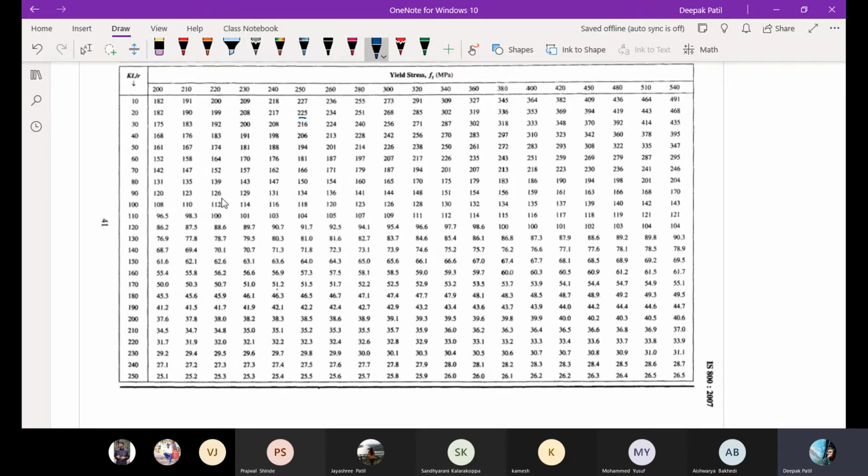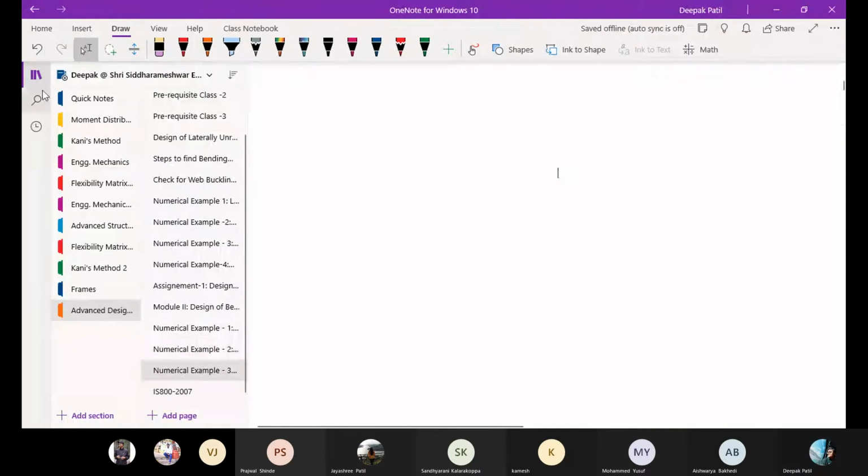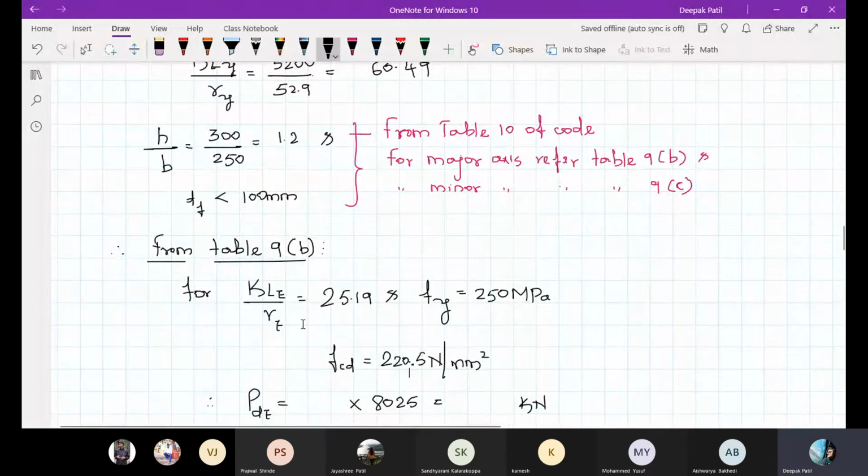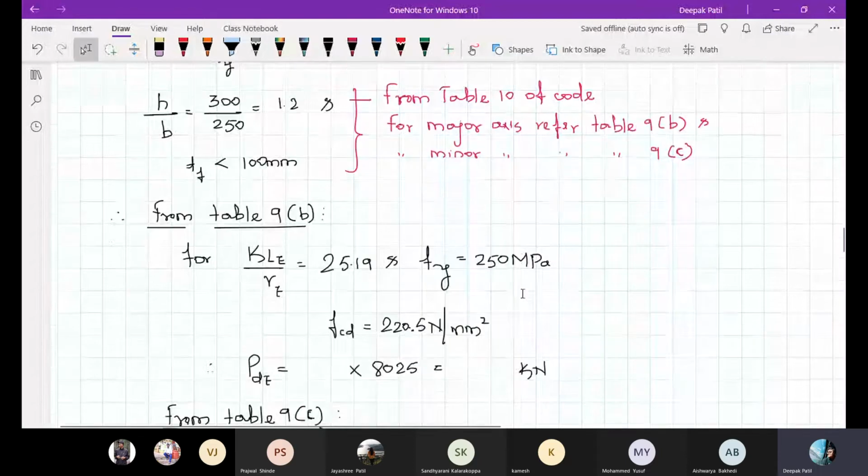That is average of 225 and 216. Actually, you have to do correct linear interpolation, but for this case, I'm taking average value. So 225 plus 216 divided by 2. So it is 220.5. So FCD will be 220.5 Newton per mm square, for KLZ by RZ equal to 25 and Fy equal to 250.